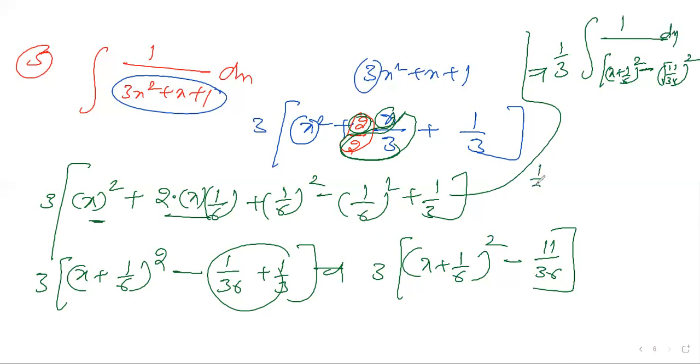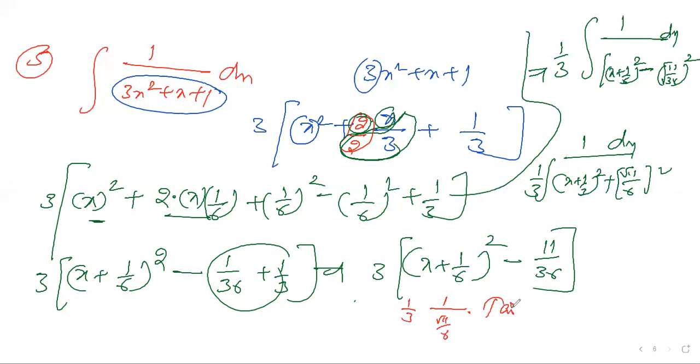So next, 1 by 3 integration 1 by x plus 1 by 3 whole square plus a square. This I can write as root 11 by 6 also. Nothing wrong in that. I think you know the answer. 1 by integration a square plus x square, what is the answer? 1 by a tan inverse x by a. I'm writing the answer directly: 1 by a, so 1 by root 11 by 6. Already 1 by 3 is there. Tan inverse x by a. X means x plus 1 by 3, a means root 11 by 6. Plus C. Answer is finished.